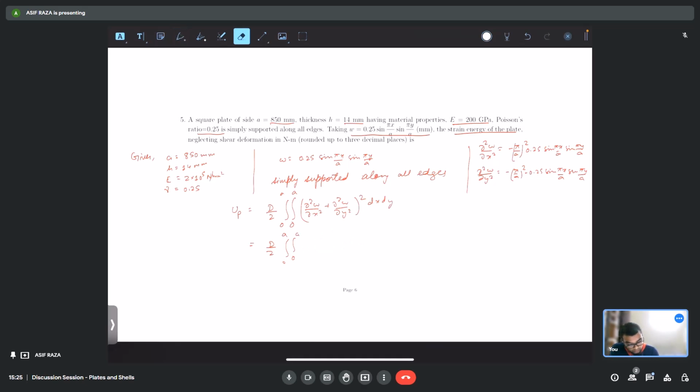Okay, so this would be like 2 times of this, 2 to the 4, 4 into 0.25 whole square. Let me take this, 2 into pi by A whole square times 0.25 minus sin pi x upon A sin pi y upon A whole square dx dy.